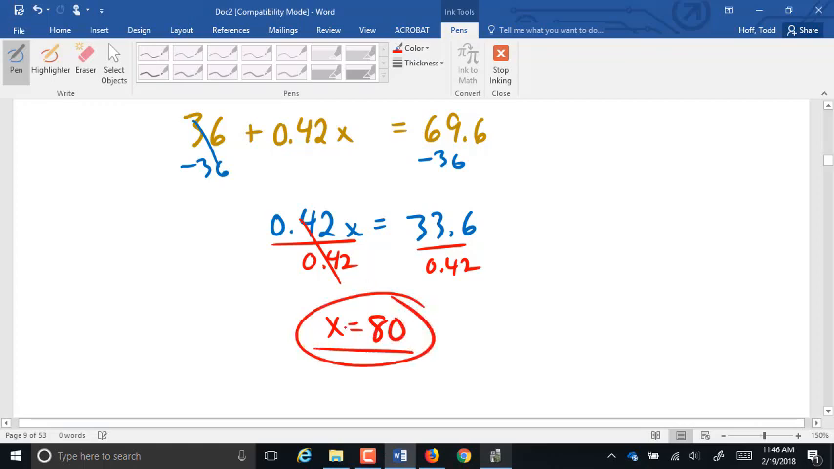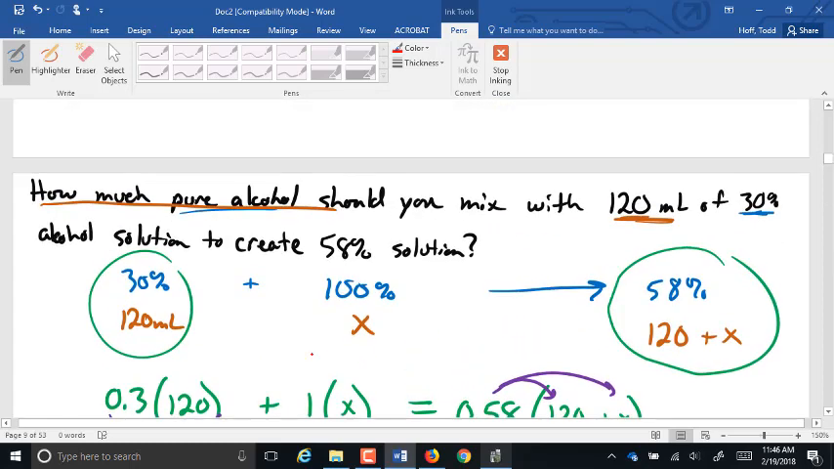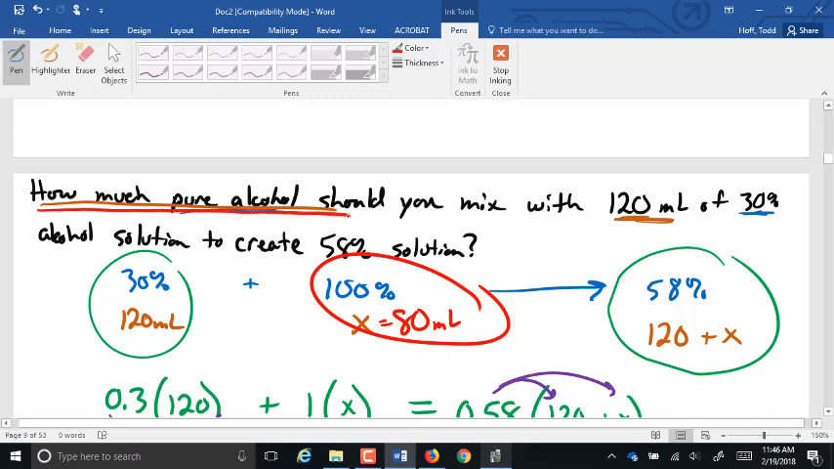So now we have to go back and make sure we know what X stands for and be sure that it answers our question. X, which we got to be 80 milliliters, is the amount of the 100% or pure alcohol. And we are asked to find how much pure alcohol. So 80 milliliters is our answer for that question. Does anybody have any questions on those mixture problems?